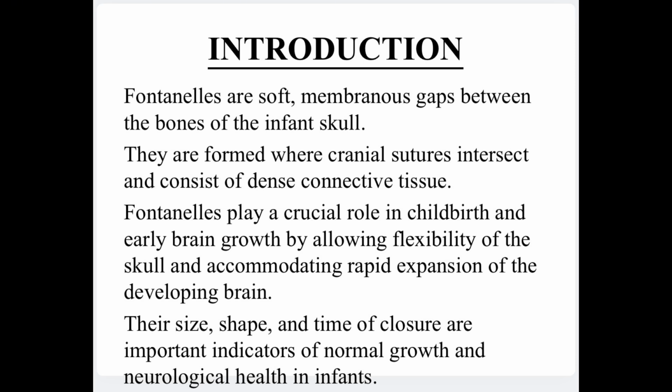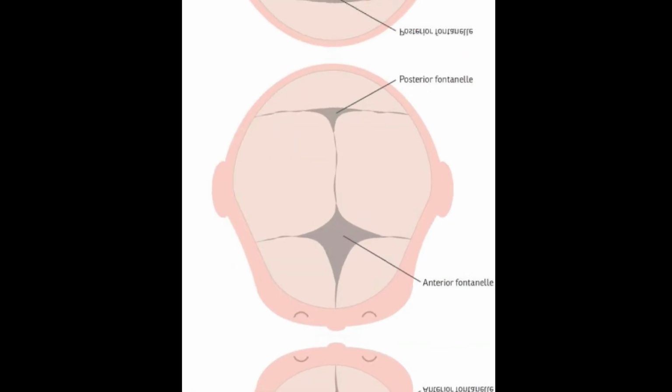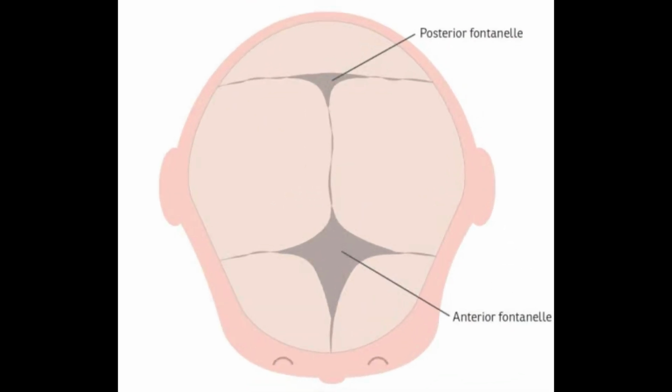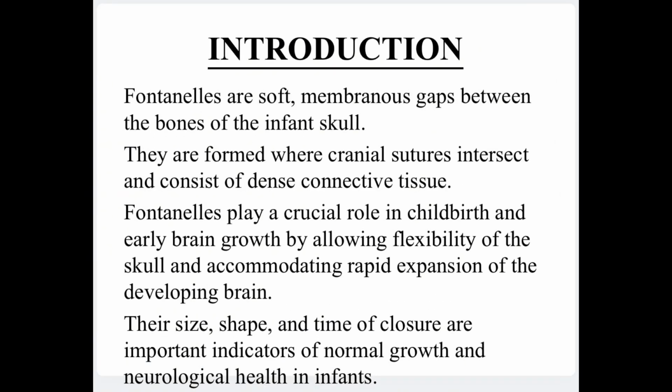Now the fontanelles are soft membranous gaps between the bones of the infant skull. Are you getting me now? And they are formed between the sutures, where the sutures meet themselves. I told you the coronal suture meets the sagittal suture, and the sagittal meets the lambdoid suture, and by the sides they meet at the asterion and the pterion too. So that is also a suture too. So we'll be looking at all of them.